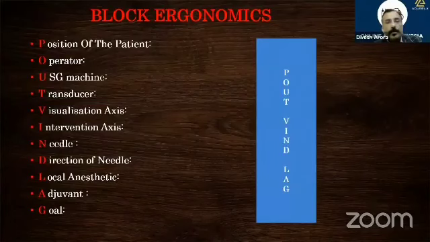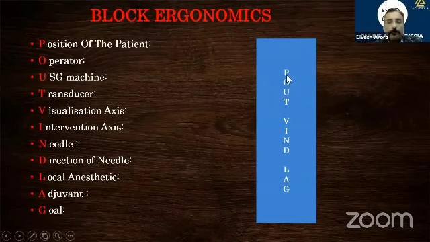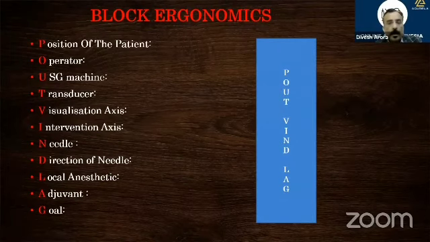So as PG students, when we start our ultrasound guided procedures, we are foxed about how to place our probe, which probe to use, where should the operator stand, where should our USG machine be, what should be the axis of visualization, what should be the axis of intervention, what local anesthetic, what adjuvant, and what should be the goal. So I made a small mnemonic, which is Pout Wind Lag, and this can be used by PG students, and it is applicable for any kind of block or regional anesthesia procedure which they intend to do.